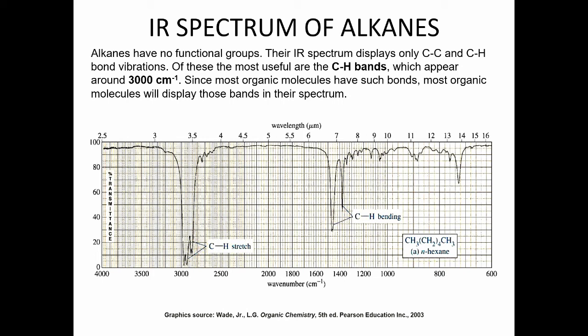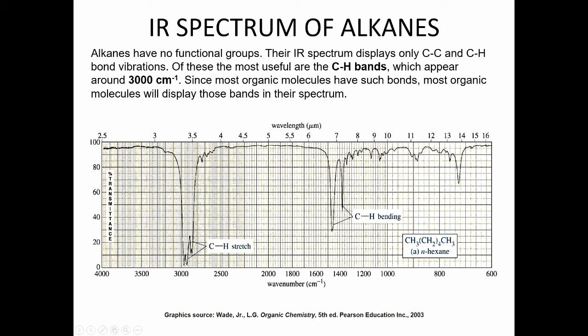So their IR spectrums usually display only the carbon-carbon or the carbon-hydrogen functional bands or bond vibrations. So when we're looking at pure alkane molecules, the most useful ones that you're going to need to find are the CH bands, which appear at the 3000 inverse centimeters range, or 3000 wave number range. Because most organic molecules will have these bands, you'll normally be able to see them.